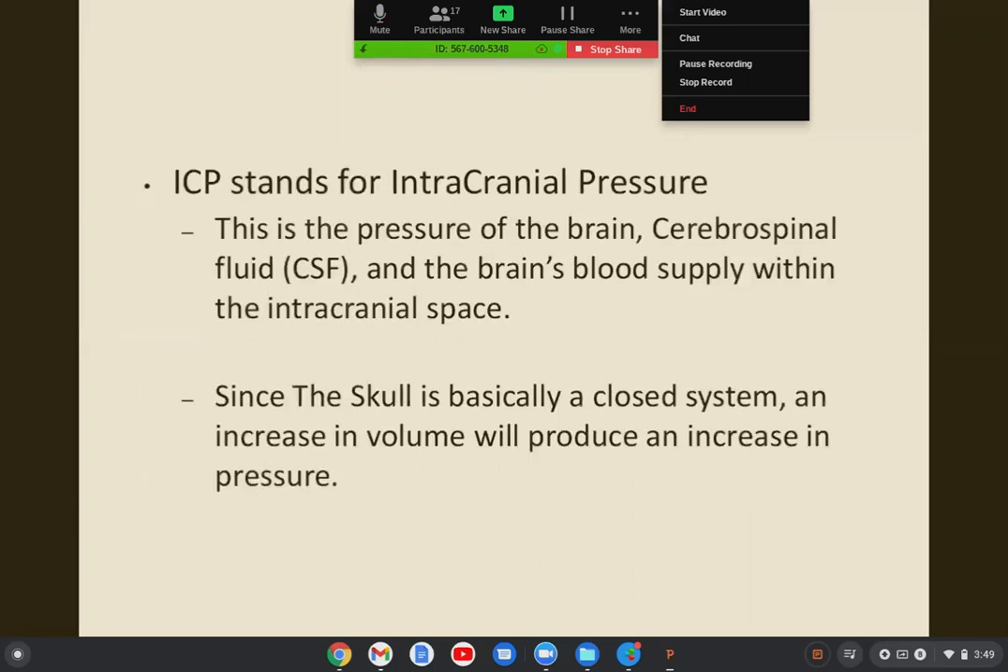What is ICP? ICP stands for intracranial pressure. This is the pressure of brain, CSF, and brain blood supply within the intracranial space. Since the skull is basically a closed system, an increase in volume will produce an increase in pressure.